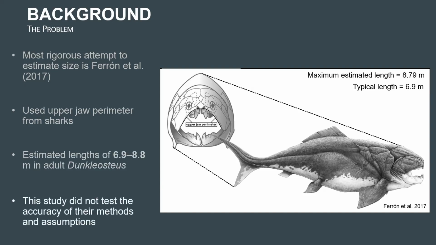The problem is that they never actually tested if their methods actually worked. Basically, they assumed that shark and arthrodire mouth proportions were similar, but they never actually tested to see if the results they got were reasonable, or cross-referenced them to see if this is a reasonable enough estimate of body size to go forward. They just assumed it did and never checked their assumptions.